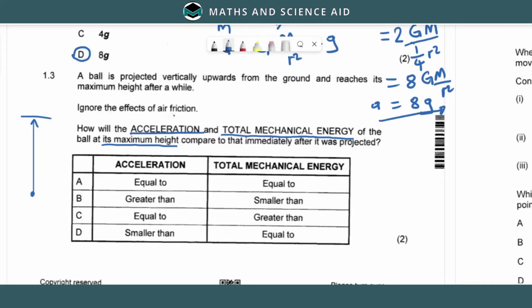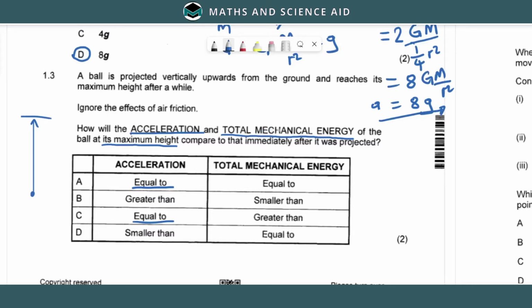So this is a projectile that is undergoing a free fall. And we know from the definition of a free fall that acceleration is due to gravity, so it's equal to 9.8. It doesn't matter at which point the projectile is. So the acceleration will be equal, because the acceleration is constant throughout the motion of a projectile.